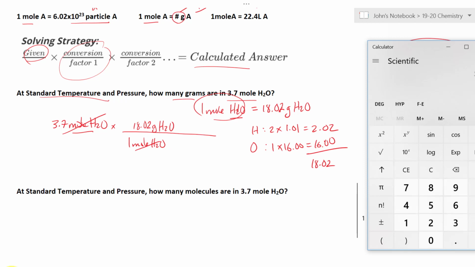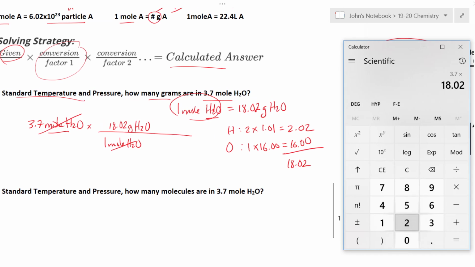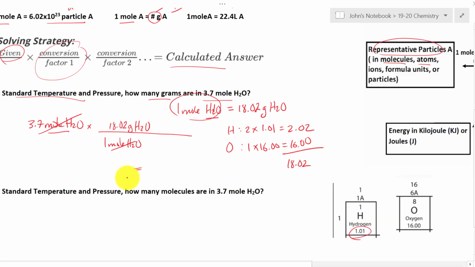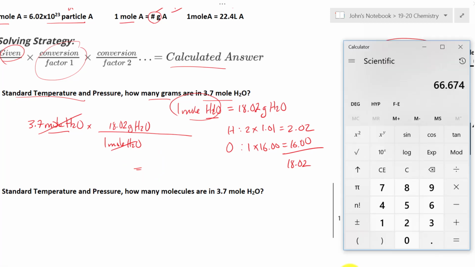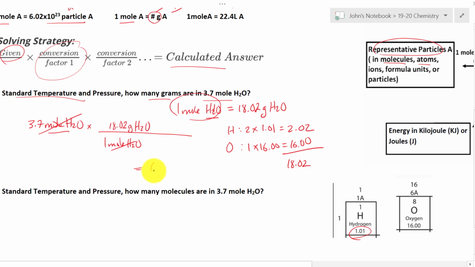3.7 times 18.02 and divide by 1, which we don't really care. In this case, what do we have? In this case, our answer is 66.67 grams of H2O. And notice how I don't really care about those two conversion factors, because we asked for gram.